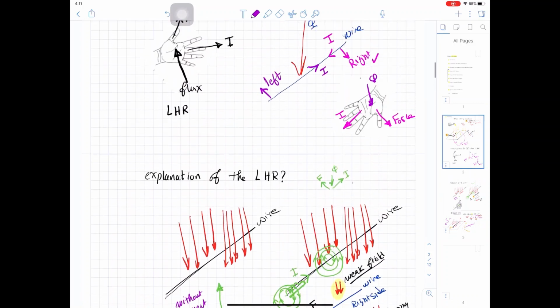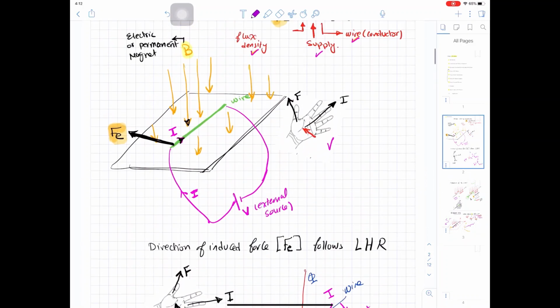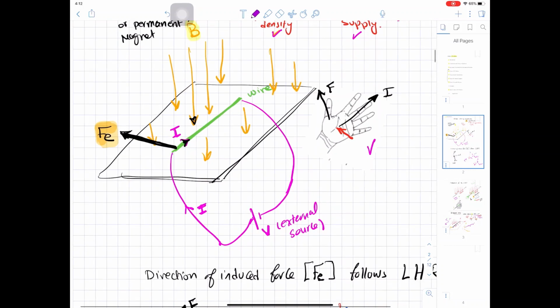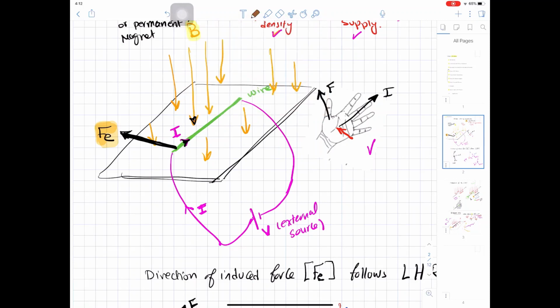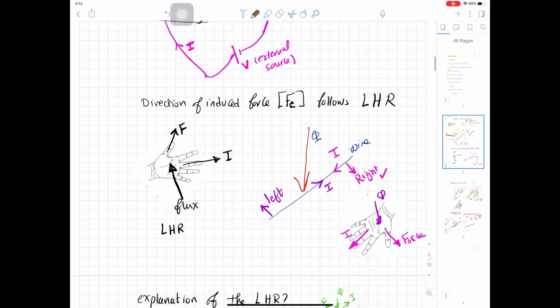Now we will come back to a very important point. If we go back here, although this is a motor action, the generator action is there. Why is the generator action there? Now you have a force moving the wire, and this wire will cut a flux. So if you have a force moving a wire and this wire is cutting the flux, you are generating a voltage. Where is the direction of the voltage? This is the right hand rule.